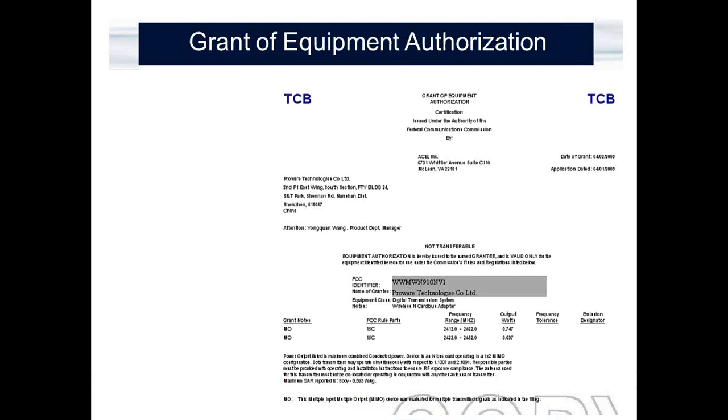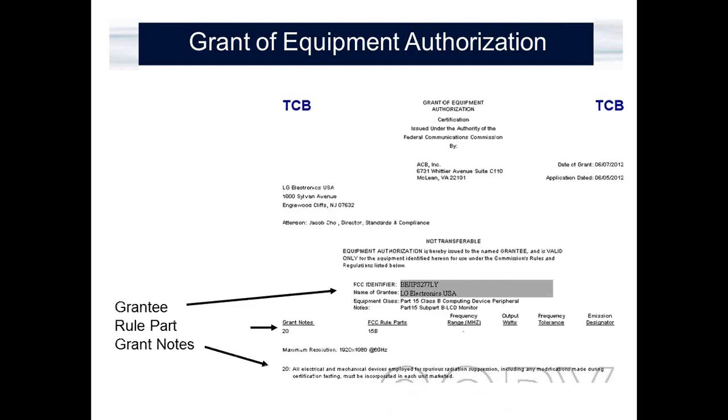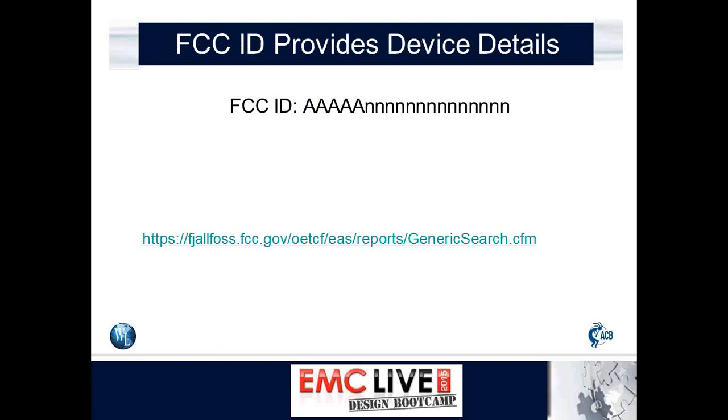Here's a typical grant of authorization. It shows who the grantee is, what the device is, what frequency range, and what power levels. All of those are on there, along with the grant notes that tell you how you can and cannot use that device. It shows rule parts. This one, FCC B, shows just a digital device or a computer peripheral, and the grant note says all electrical and mechanical devices employed, etc. So it tells you how and when you can use that device.